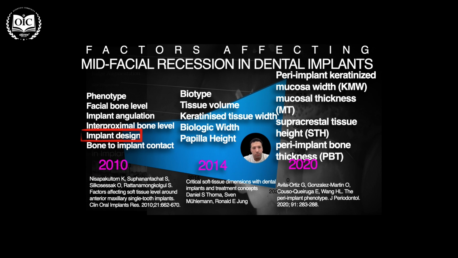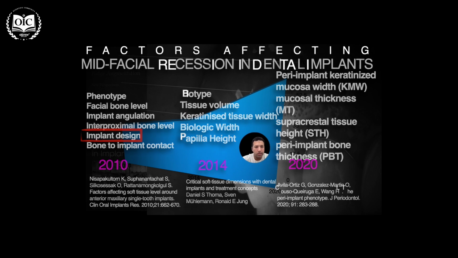Nowadays, we don't think this way. Of course it's going to improve the bone to implant contact, but many factors emerge in the literature, as you see, that affect the crestal soft tissue. For example, the thickness of the tissue, the supracrestal height of the tissue, and the bone thickness around the implant, not only the implant design.